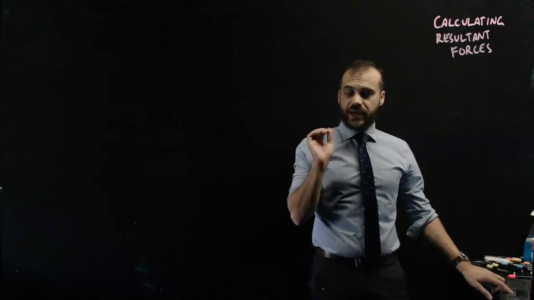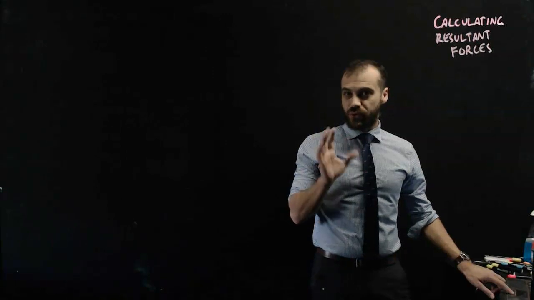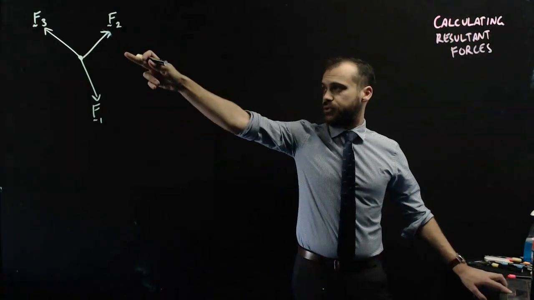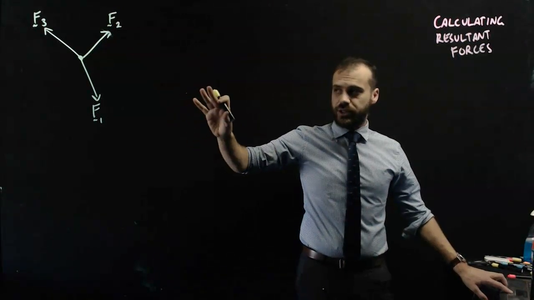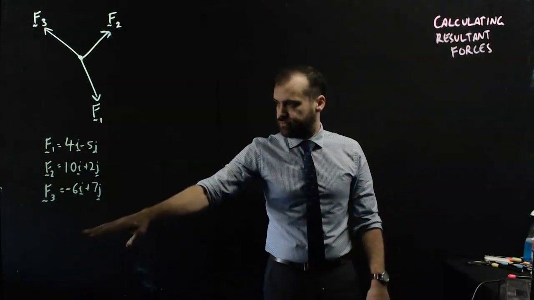So in this video we're going to be calculating resultant forces. Now for that we're going to use a force diagram. There we go. Force 1, force 2 and force 3 all acting on a single object. Now let's come up with what those forces actually are. So there are my three forces.